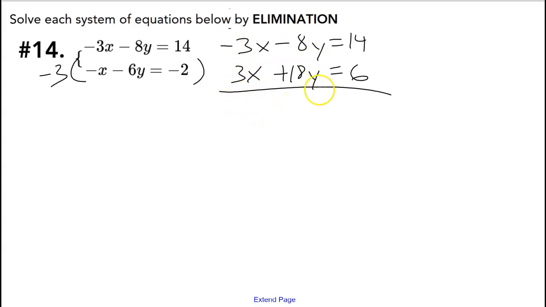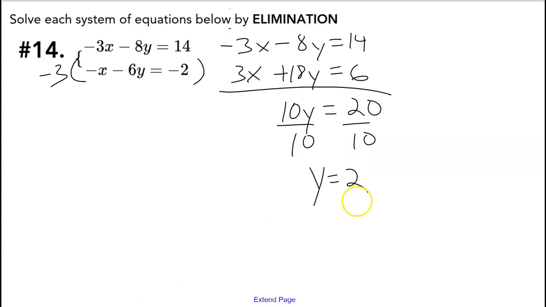Now I'm going to add vertically here. The x's are going to cancel out. 18, negative 8. Different signs, find the difference. And that's going to get us positive 10 because the 18 is bigger. 14 plus 6 is 20. So now I have 10y is equal to 20. I'm going to divide by 10. The 10's cancel out, leaving me y is equal to 20 divided by 10. y is equal to 2.